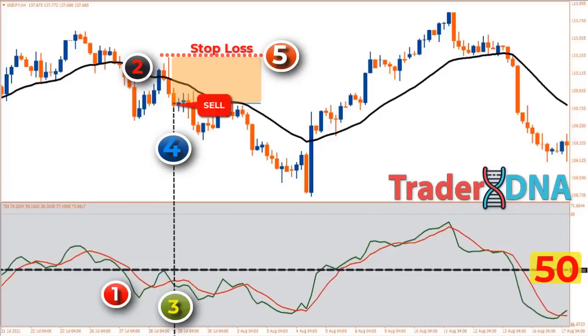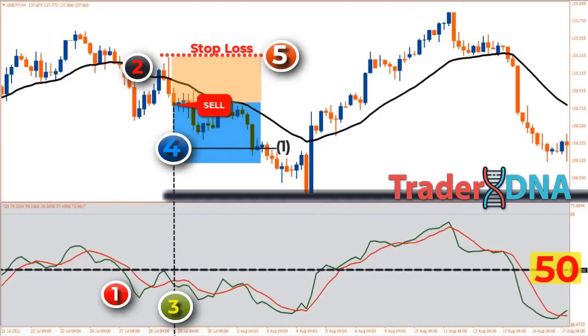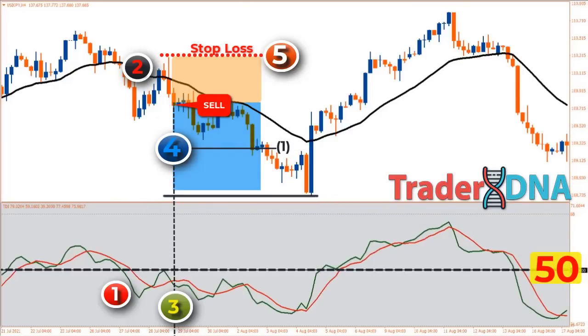Step number 6. The Holy Grail risk-reward ratio. Ideally, we set a risk-reward ratio of 1:2 or usually 1:3 for every position we open. This should be simple enough.